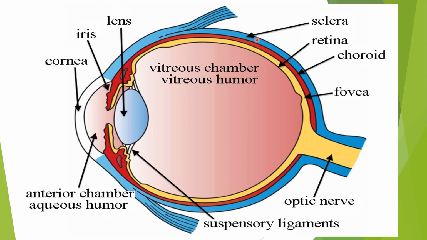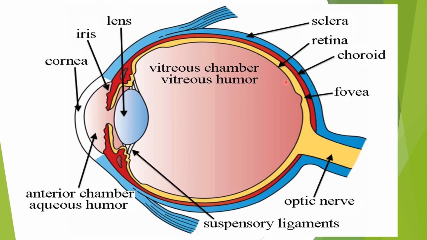Now in the front bulging part of the eye, the sclera is continued as a transparent, non-vascular cornea. The cornea, because of its curvature, brings about the refraction of the light rays.